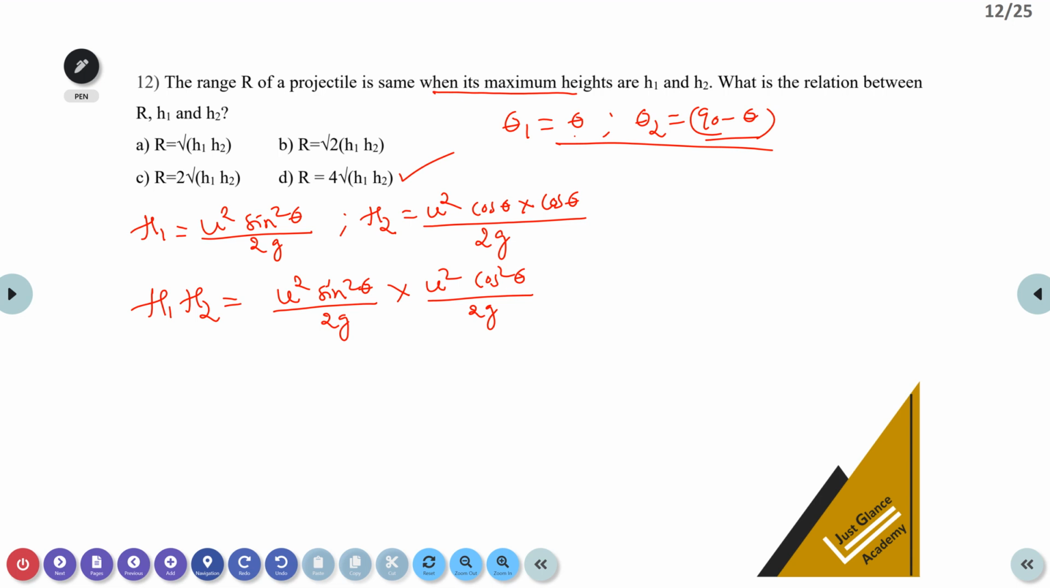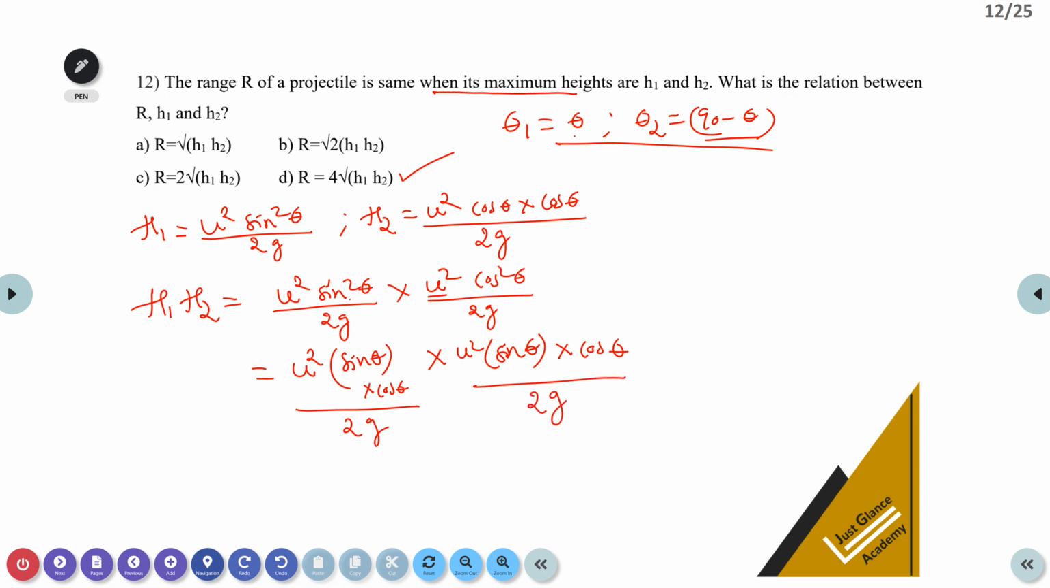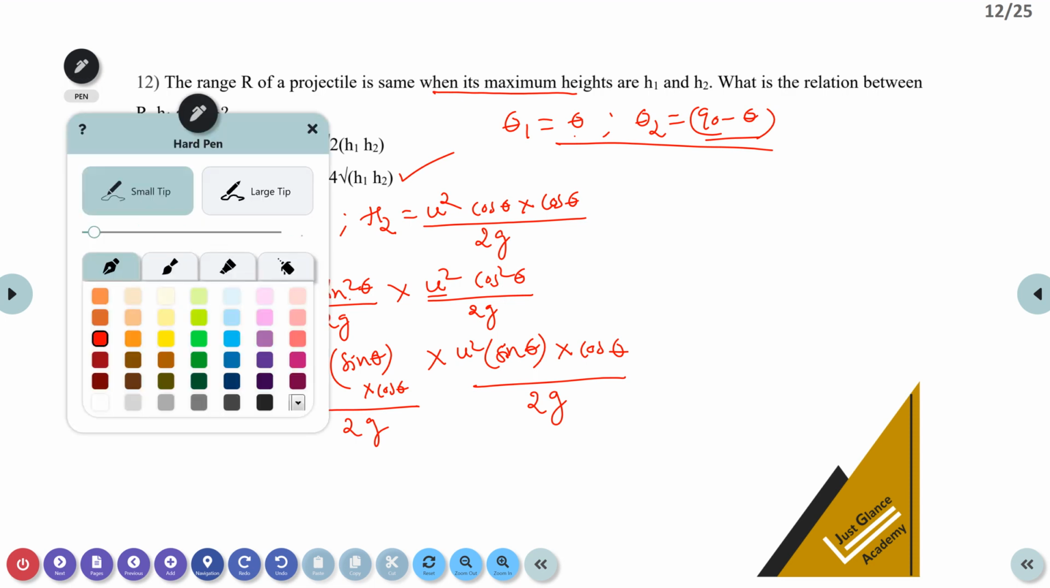Now reshuffle the terms. Here u square sin theta, I am writing here. Then here also I am writing u square sin theta, then cos theta, I will multiply by cos theta in this term, and here also I will multiply by cos theta, whole divided by 2g. This also whole divided by 2g. Now I will reshuffle the terms.